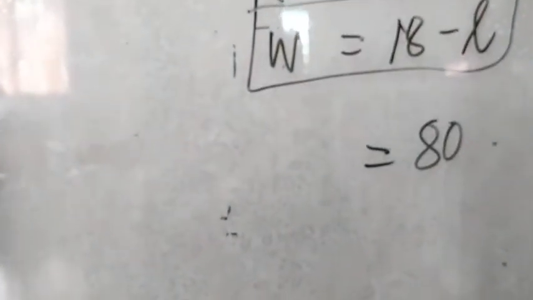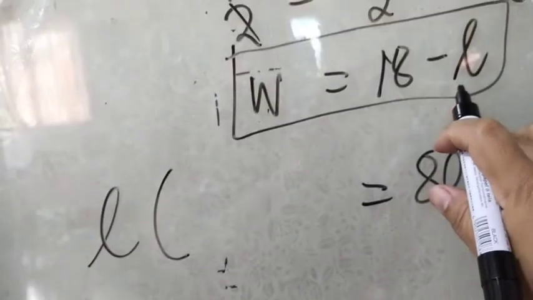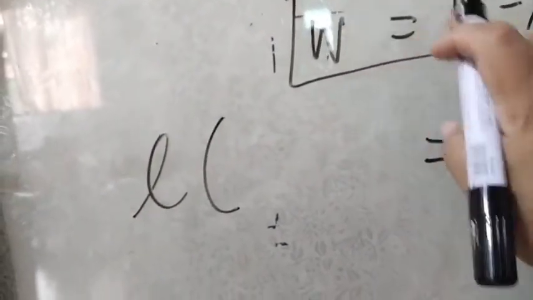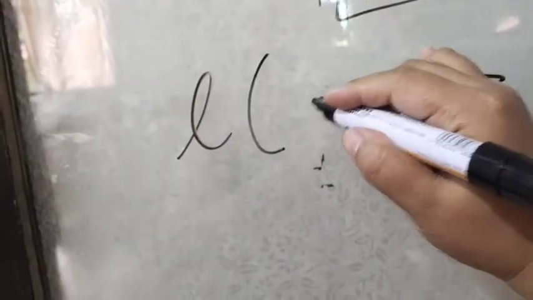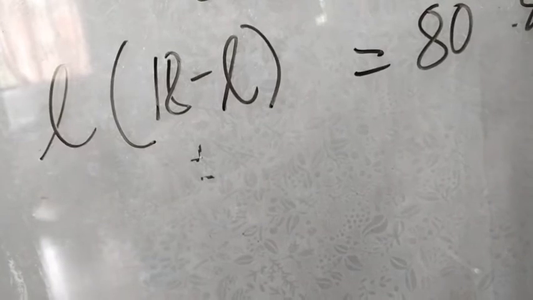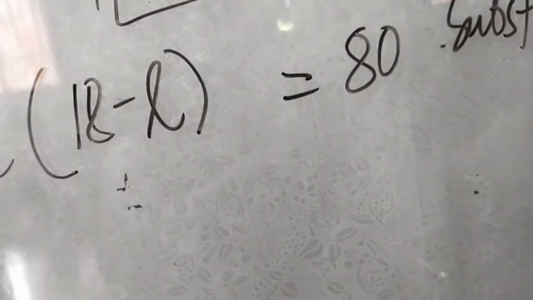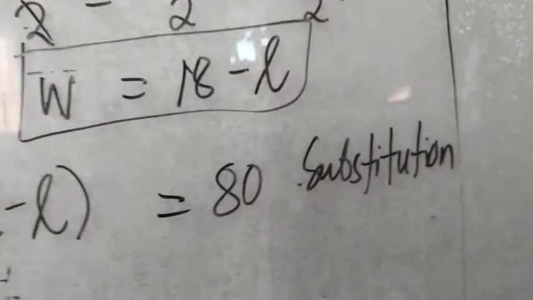80 ang ating area. Okay? Then, our length will be L, kasi si W dito sa side na to ang may value. So, L times 18 minus L, kasi si W ay si 18 minus L. So, ipapalit natin 18 minus L. So, ito ay substitution method. Yan. Substitution method.